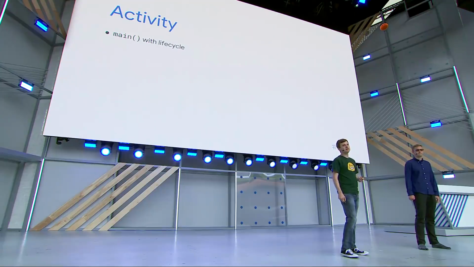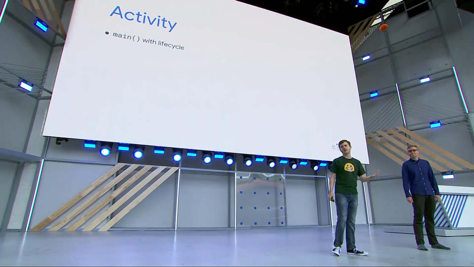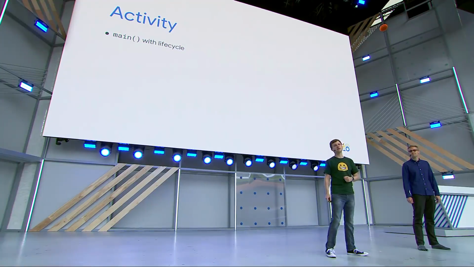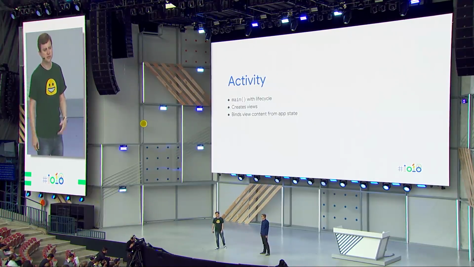It was your main method with a lifecycle. It's the entry point to your application from the system. The launcher will launch your activity. You get all the onCreate, onStart, onResume, et cetera, events that you all know and love. It creates the window, gives you a place to inflate your view hierarchy where you do most of your UI work. It binds the view content from your app state, or at least this is where people tended to do it.